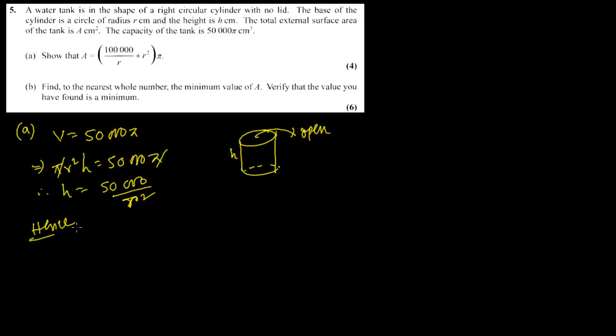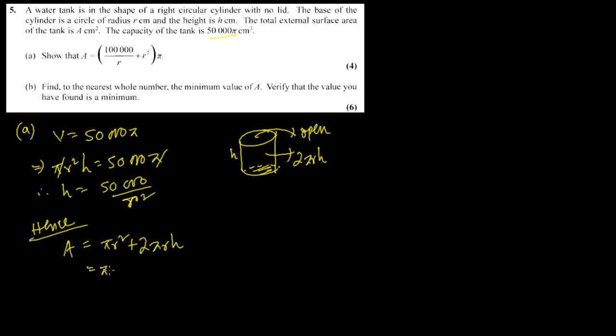Hence the surface area. So the surface area would be given by, since it is an open box, it has no lid, so the surface area would be 1 at the base, which is pi r squared, plus the curved surface area, which is 2 pi r h. Now the expression has no h here, so we have to get rid of the h. In order to do that, we have to use this volume 50,000 pi expression.